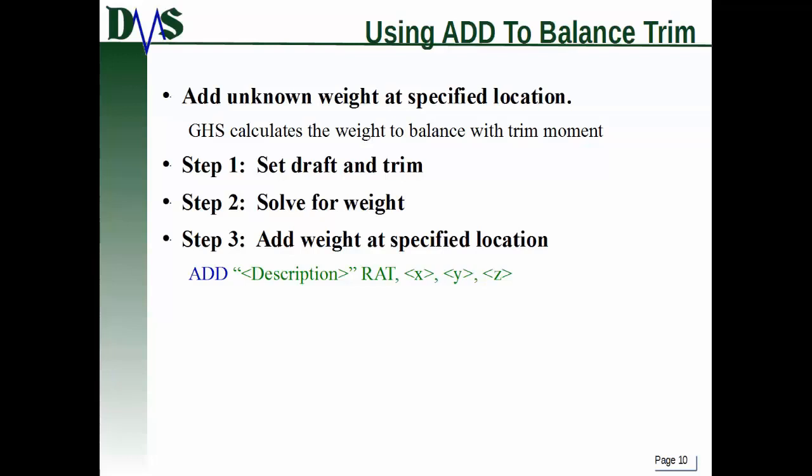Again, you're adding a description. The keyword here is add, whatever description you want it to be, and use the keyword RAT. That stands for Writing Arm Trim. So just like GHS tracks the imbalance of weight, it also tracks the imbalance of your writing arms, your moments. So it has a writing arm for trim and a writing arm for heel. Both of those can be balanced out.